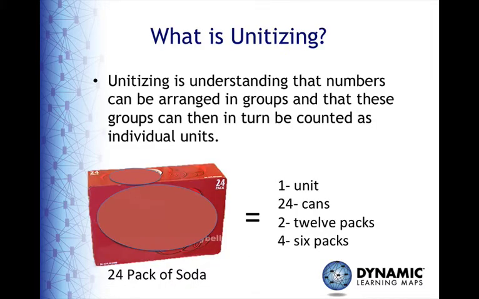Unitizing is understanding that numbers can be arranged in groups, and that these groups can then in turn be counted as individual units. For example, 5 fingers can be grouped together to make a hand. The hands can be counted so that 2 hands are the equivalent of 10 fingers. Or, given a case of soda, one could think of it as 1 unit, 24 cans, 2 12-packs, or 4 6-packs. So unitizing is the strategic use of groups to deal with quantities and problem solving.